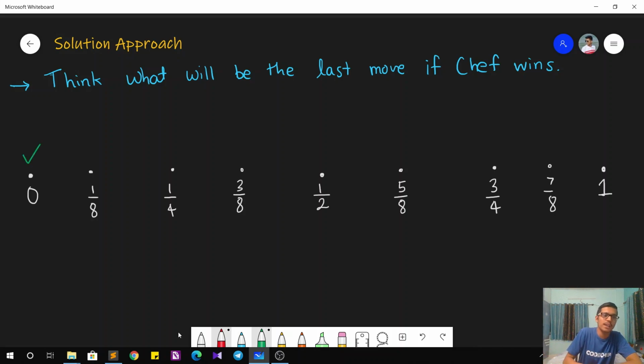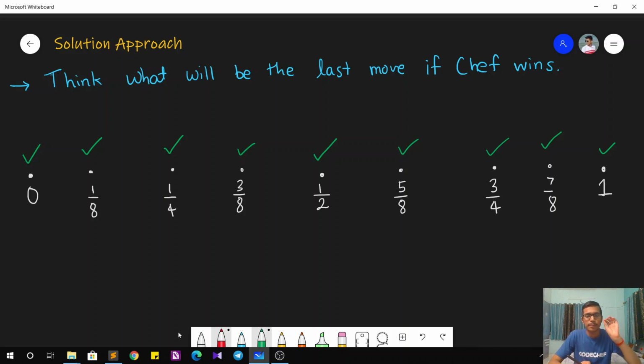And how did I get them? Initially, I know only 0 and 1 are the winning positions. I found their midpoint. Now, whatever segments I can see, again find their midpoints. So 1 by 4 is a winning position and 3 by 4. Now, whatever segments I have, again find their midpoints. So 1 by 8, 3 by 8, 5 by 8, and 7 by 8. So you can keep on doing this.